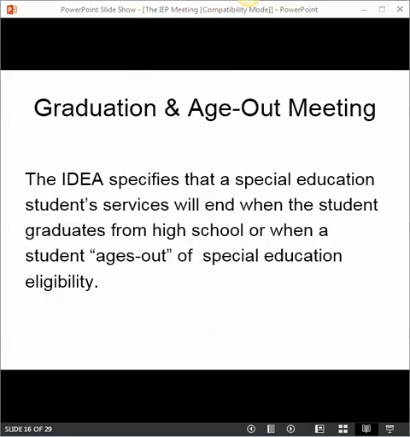If the student is graduating or aging out, you have to have an IEP. The IEP specifies that a special education student's services will end when the student graduates from high school or when they age out. And for Michigan, that's when the student's going to turn 26. So you have to do an age out IEP, which requires like a transition plan that would need to then be worked on.